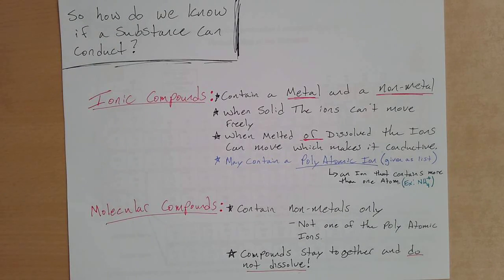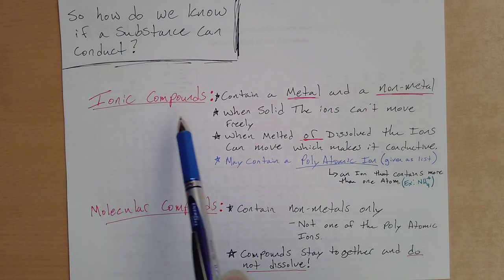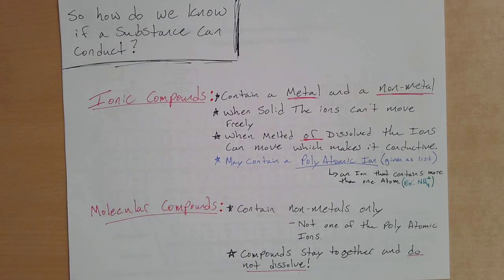So how can we tell if a substance can conduct? Well, we have to define a couple things first. One is an ionic compound. Now, an ionic compound is something that contains a metal and a nonmetal. So when those solid ions can't move freely, they're non-conductive. But when melted or dissolved, those ions can move around. They can pass a charge from one thing to another.